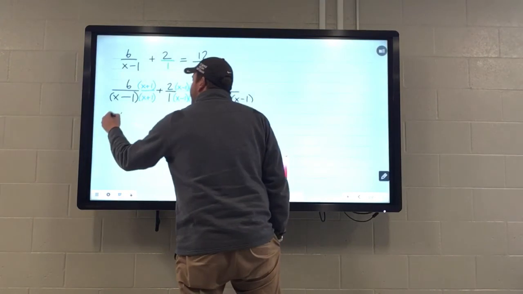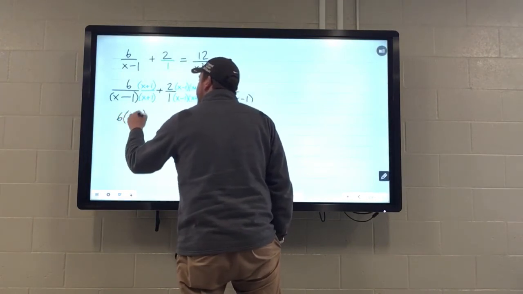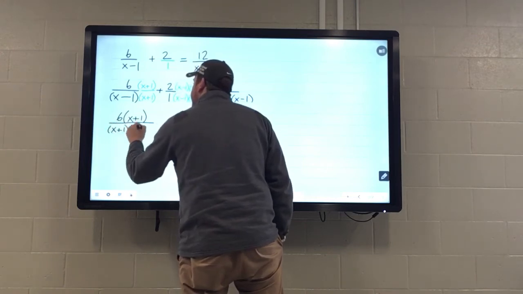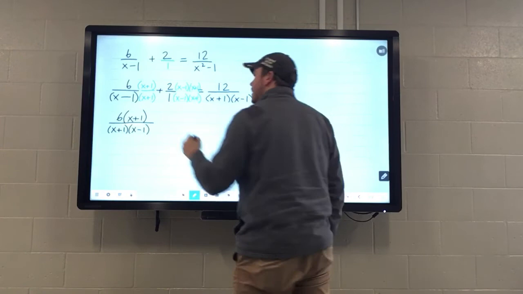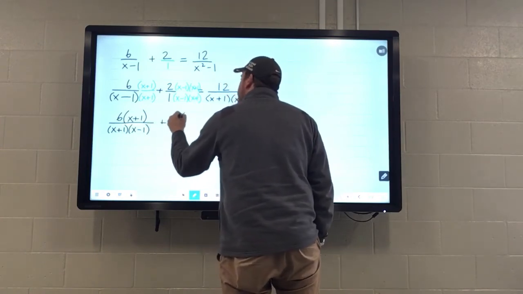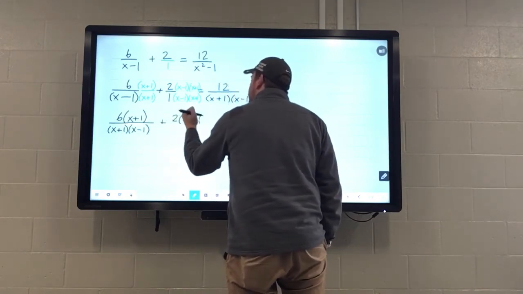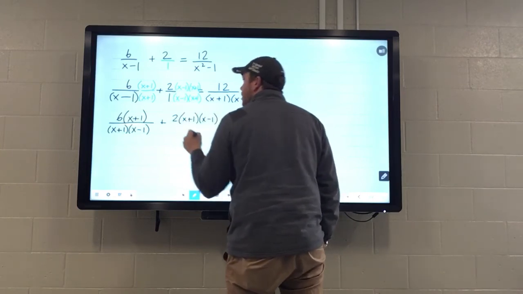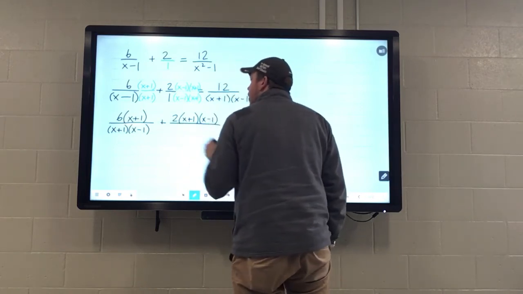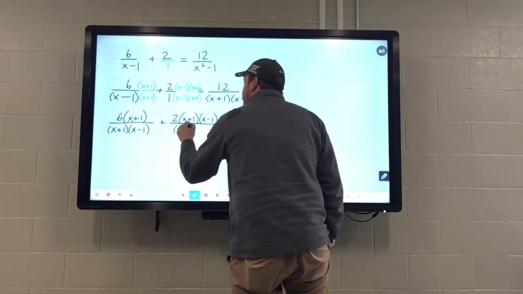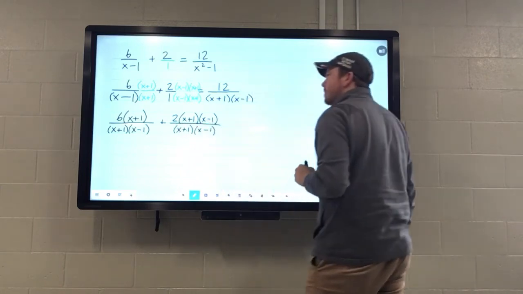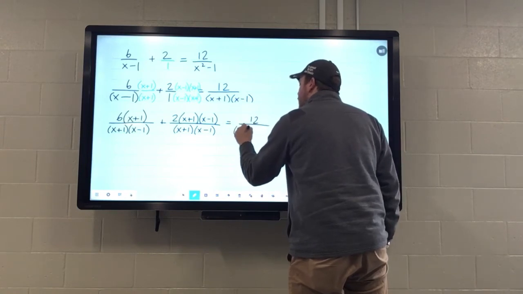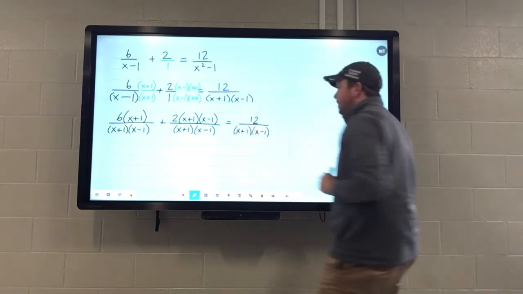So here's what we have now. We have 6 times x plus 1 over x plus 1 times x minus 1 plus 2 times, actually let's write it like this, x plus 1 times x minus 1, just changing the order a little bit just for sake of neatness, over x plus 1 times x minus 1, and that's equal to 12 over x plus 1 times x minus 1.